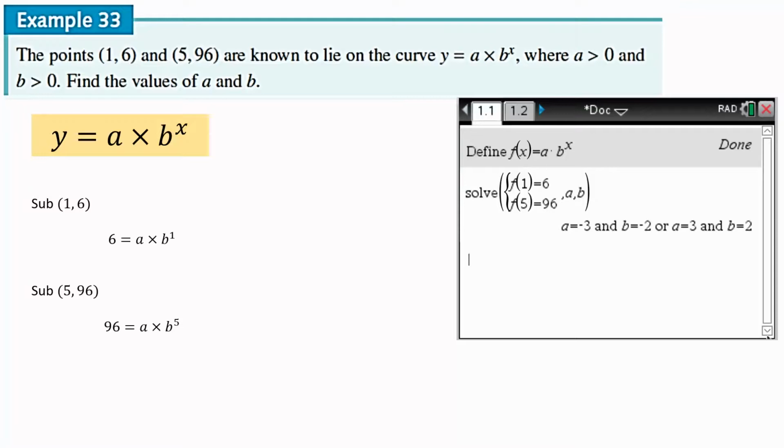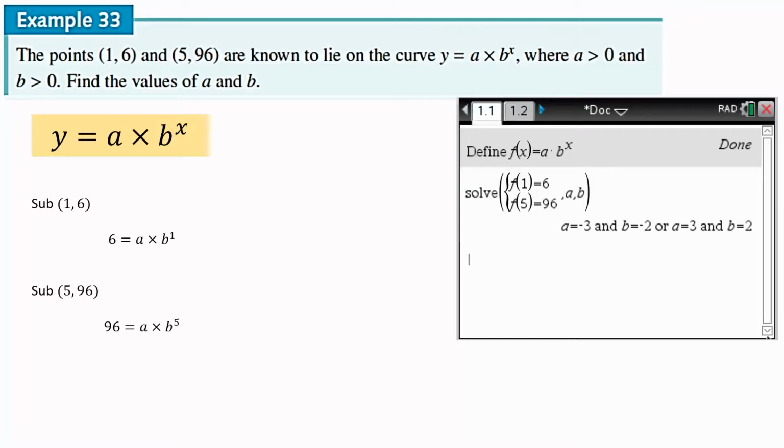Because they already told us, a had to be a positive number, b had to be a positive number. Therefore the answer has to be a equals 3, b equals 2. Now, whilst I am pushing for you to use your CAS more, because that's where I think our class can improve, and I'll show you how to do that again, I still am big on the algebra, on how to do this manually.